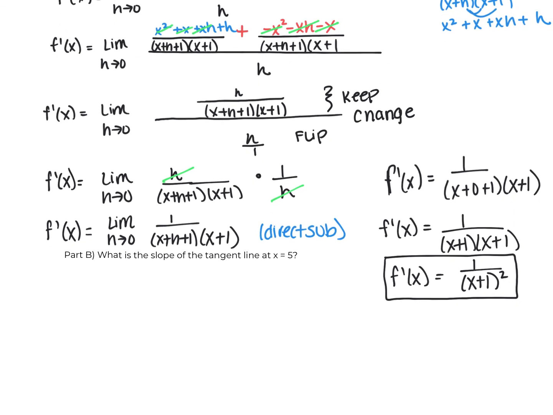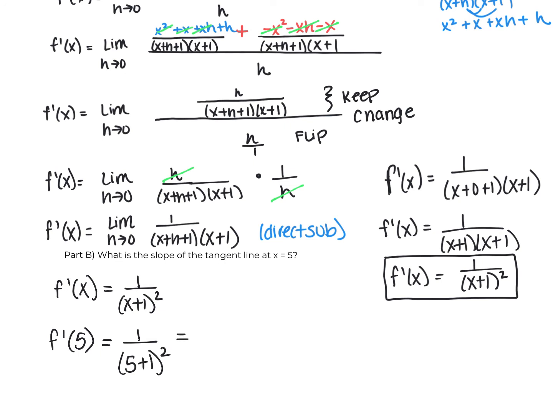So that leads me to part B. Part B says, what is the slope of the tangent line at x equals 5? So all we're going to have to do is take our derivative and plug in x equals 5. So f prime of 5 is equal to 1 over 5 plus 1 squared. 5 plus 1 is 6. 6 squared is 36. So if we want to just simplify this completely, f prime of 5 equals 1 over 36.